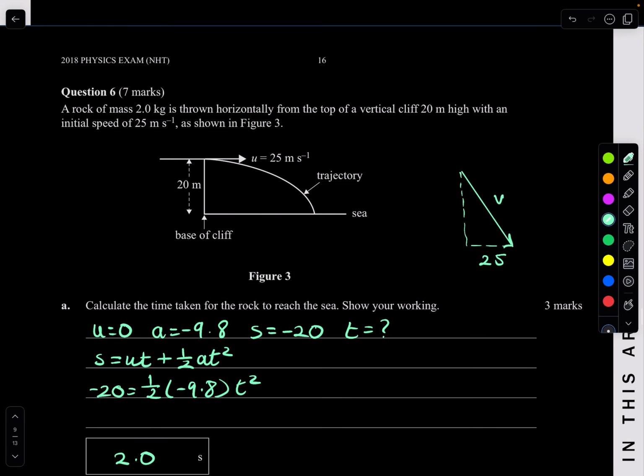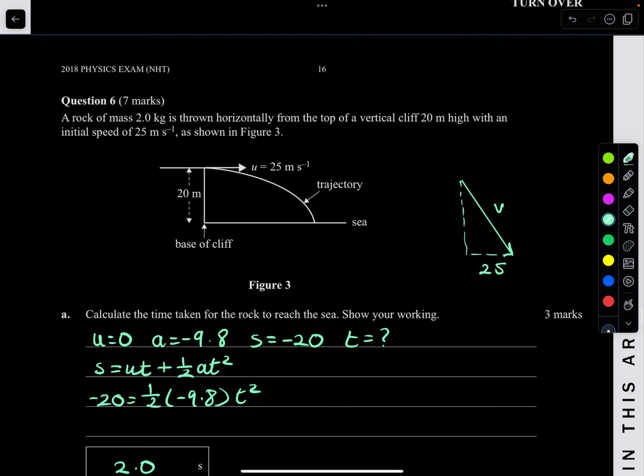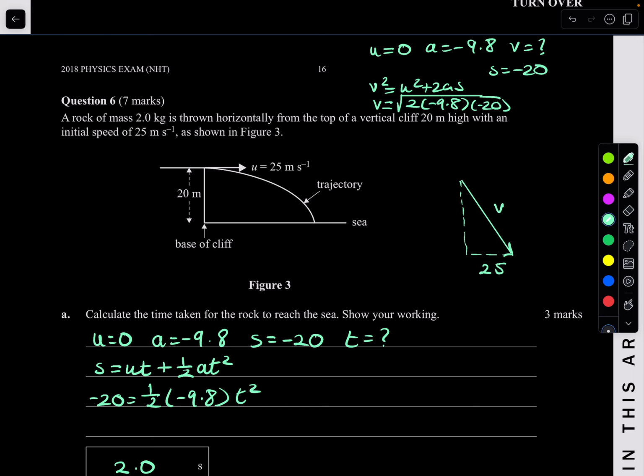To calculate that vertical component, we have to use some of our formulas. So what I would do is, because we know u is equal to 0, a is equal to negative 9.8, and we want to calculate v, and of course s is negative 20, the formula v squared equals u squared plus 2as comes to my mind. So v is just the square root of 2 times your a, which is negative 9.8, and s is negative 20. So putting that in should give me your velocity in that direction.